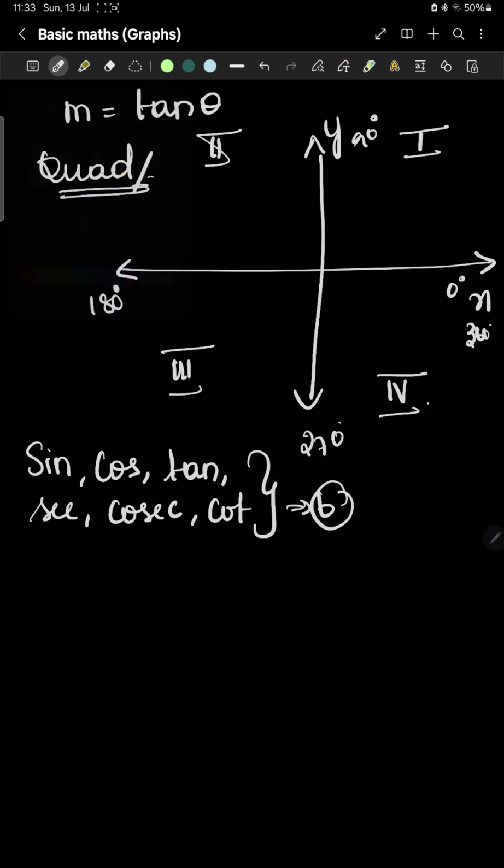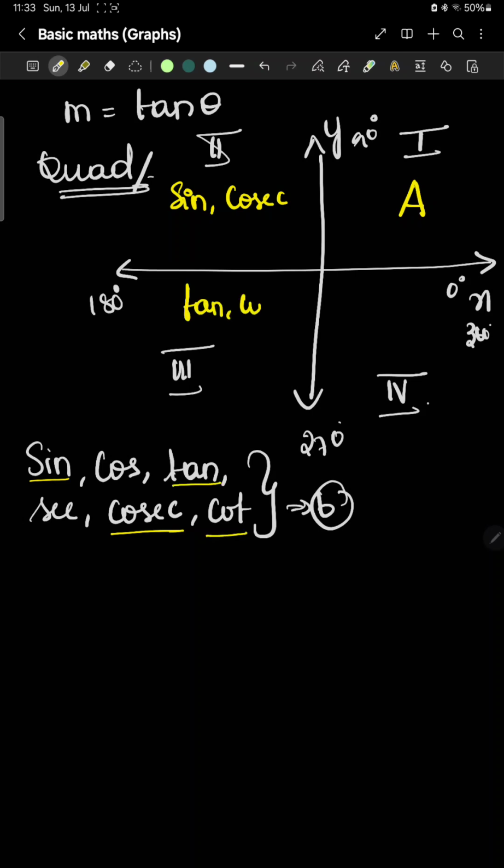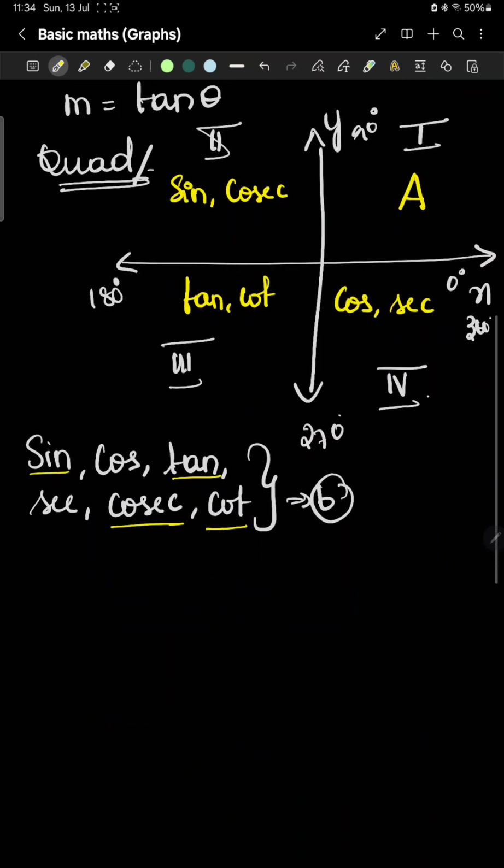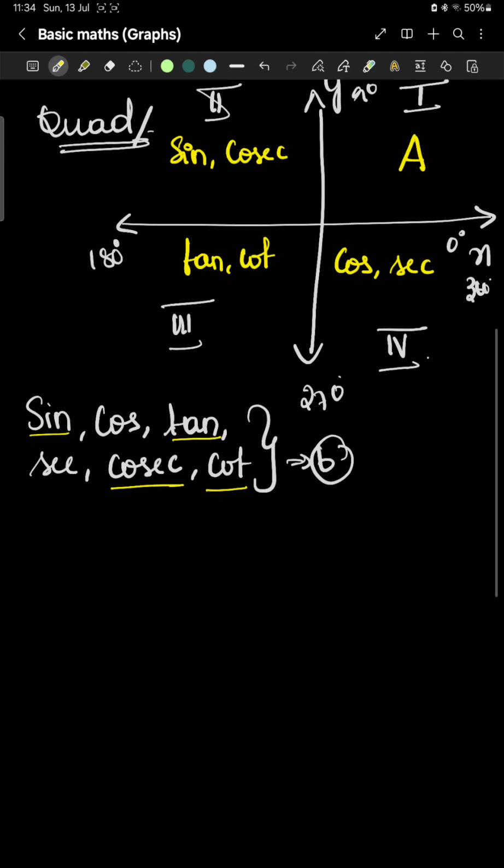In quadrant 1, all the ratios are positive. We'll say that as A. In quadrant 2, the sine and its inverse cosecant are positive. And in the third quadrant, the tan and its inverse cot is positive. And here at last, cos and secant is positive, which means in the respective quadrants, the respective trigonometric ratios are positive. Other than that, everything is negative.